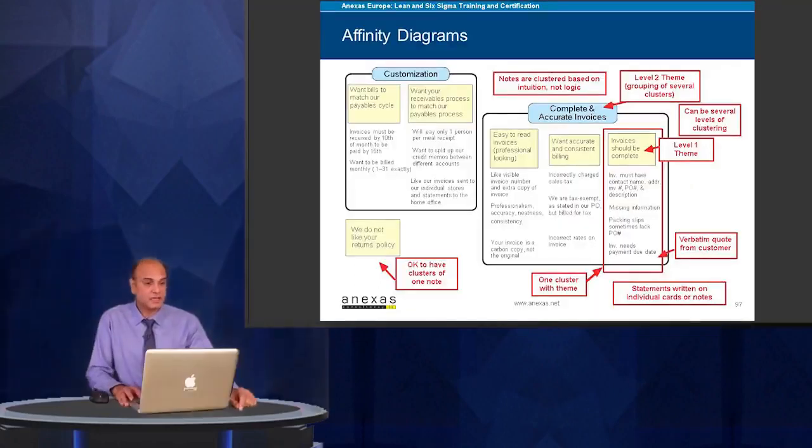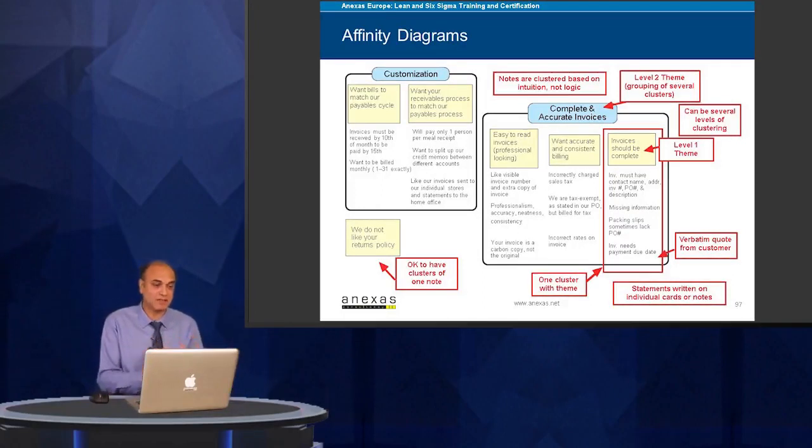So let's say for a process, I collected the data and the customers are telling me invoices must be received by 10th of month to be paid by 15th. Want to be billed monthly, that is 1st to 31st exactly. So I can club these voices together into a need, and I can say, I want bills to match our payables cycle. So that can be one group. Similarly, I can collate all the information, the similar informations into respective groups, and then I can identify the needs of the customers.